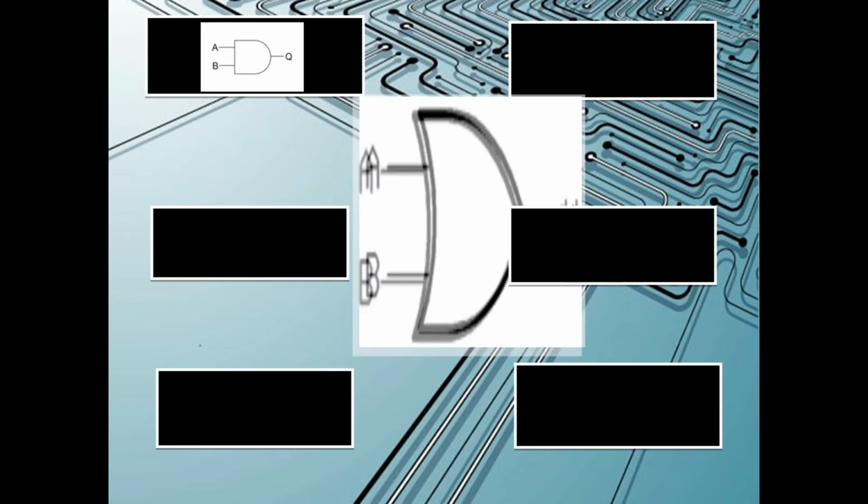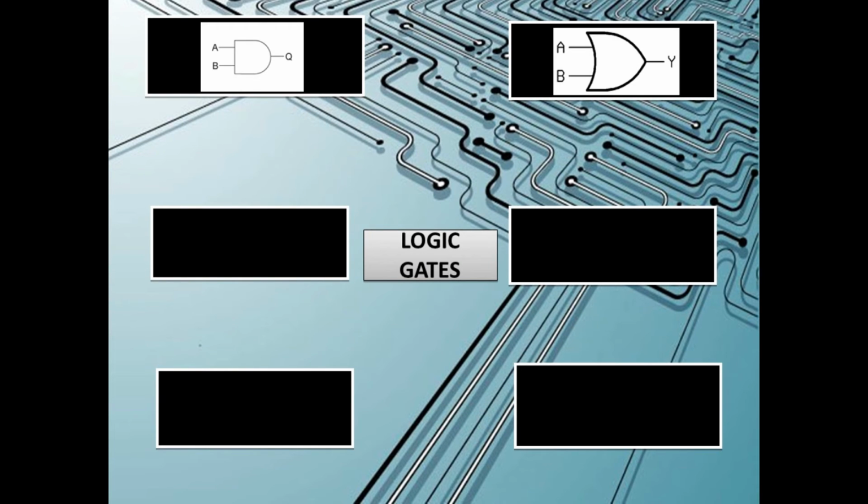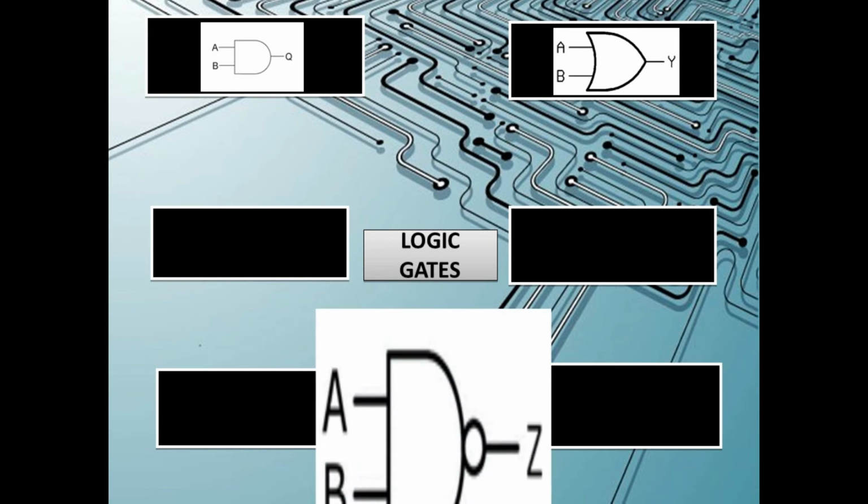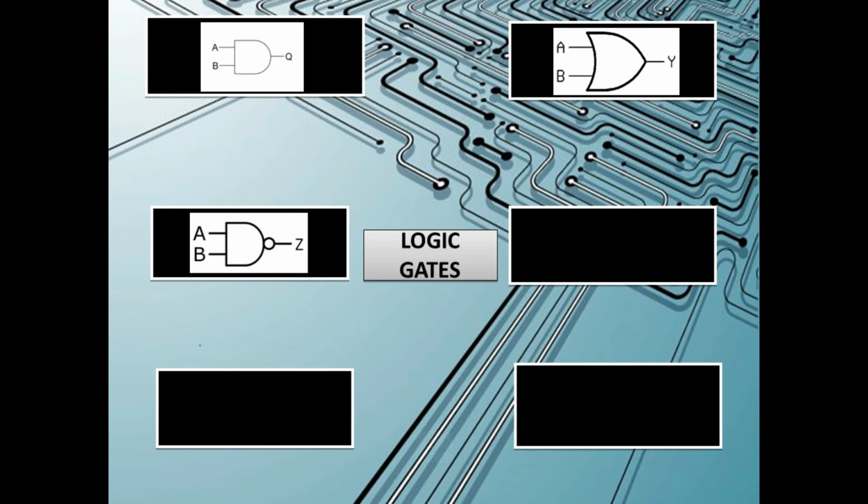The OR gate will produce a false result when the two elements are both false, and when the two elements are not the same it will produce a result of true. The NAND gate will produce a false result when the two elements are both true, and when the two elements are not the same it will produce a result of true.